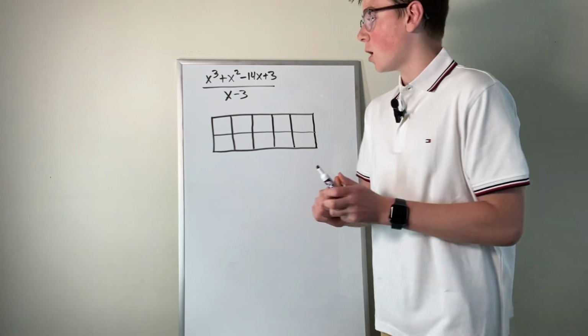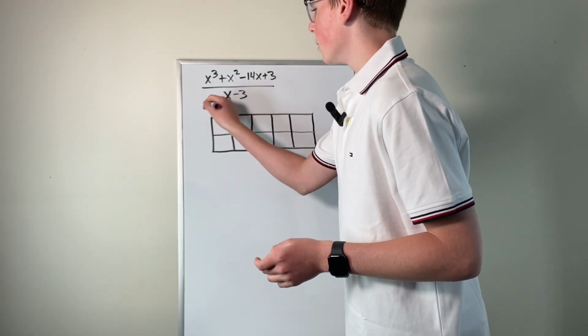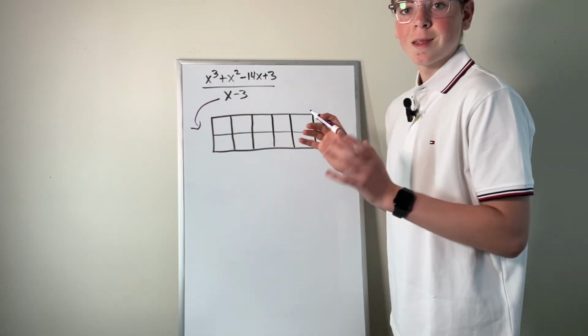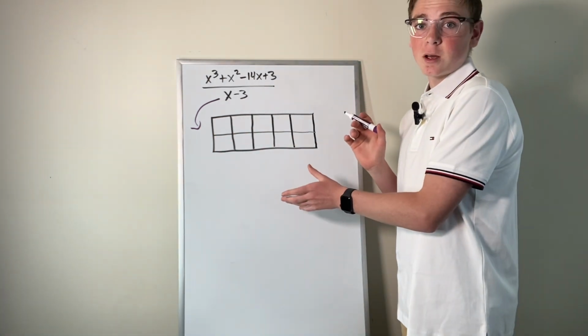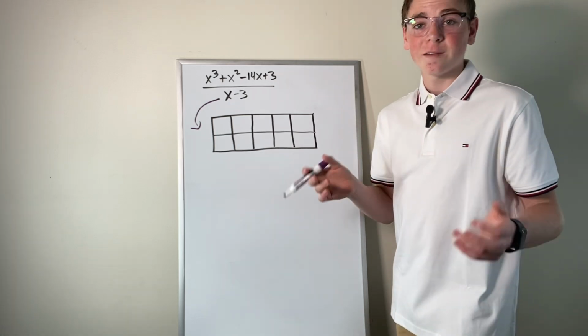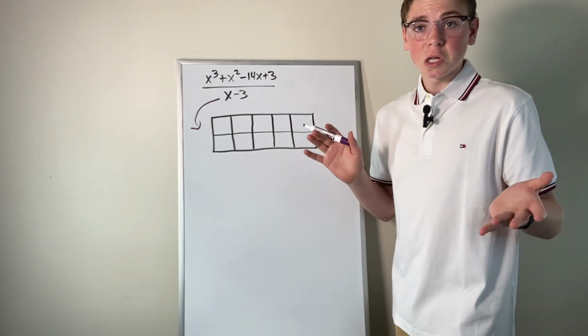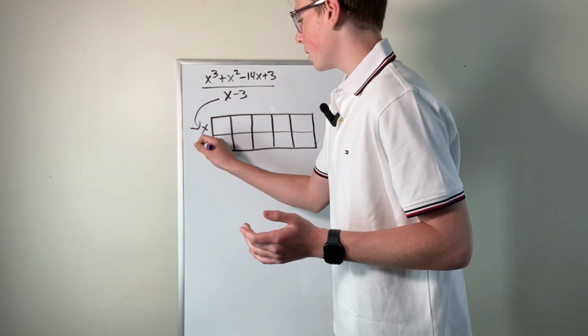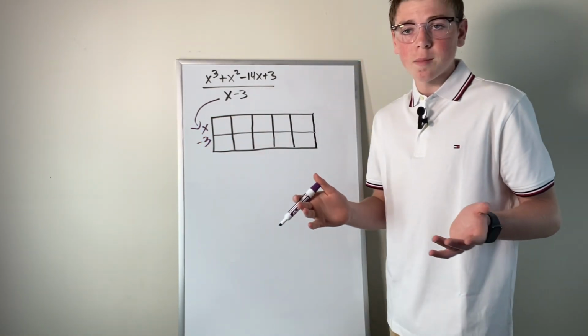So let's get started. Our first step is always move this denominator to the side of our area model. Actually, our first step is make an area model. Make sure to give yourself enough room to do the whole equation. So x minus 3, we move it over. The x goes in the top. The minus 3 will go in the bottom.